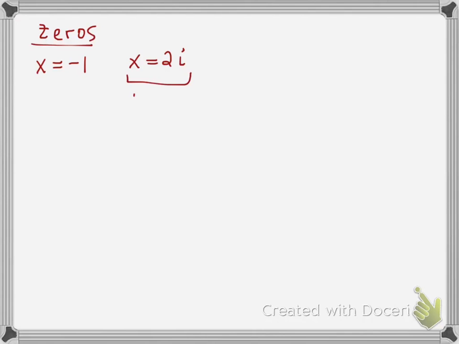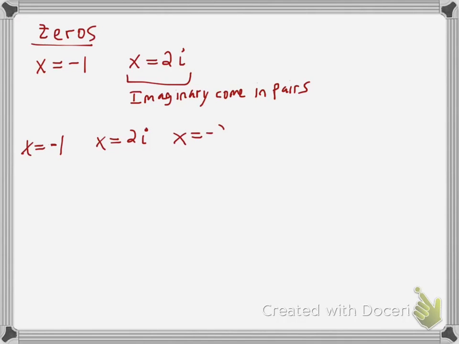Now we need to remember imaginary zeros will always come in pairs. Like shoes, like socks, we have to have two. So I'm going to start to list out my zeros: x equals negative 1, x equals 2i. Now remember, if we're going to write them in pairs, we're not going to write the same thing again. That's a double zero, and that's not what we were working with. We're working with imaginaries, so we write 2i, and then x equals negative 2i.